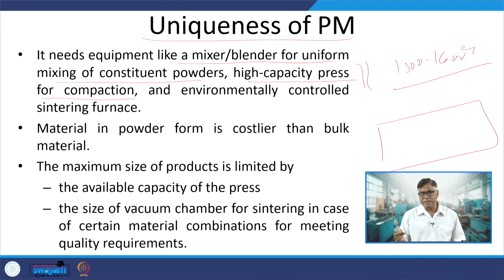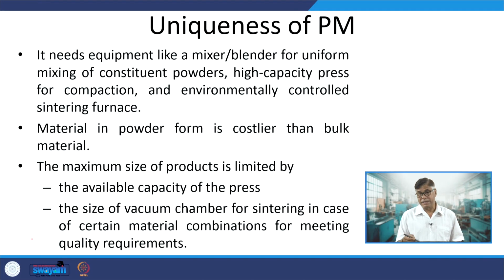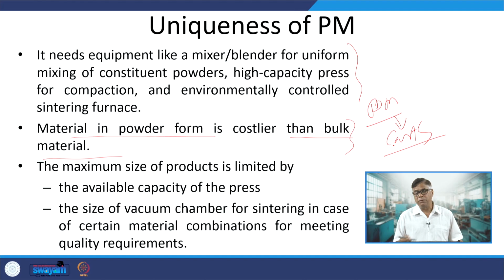And for environment sensitive materials like titanium and others, we need environmentally controlled sintering furnaces. So, these are unique features. These require heavy investment for setting up to make products using the powder metallurgy route. Okay. Material powders are costlier than the bulk materials, that is another point. So, these two aspects make the powder metallurgy approach a little costly approach, and the resulting components are also costly. Okay. As I said, the high capacity press requirement actually limits the maximum size of the component that can be produced.